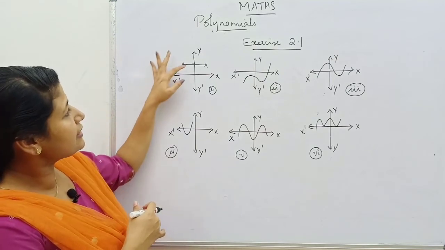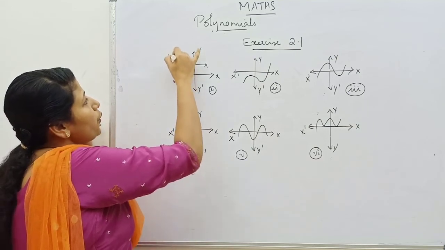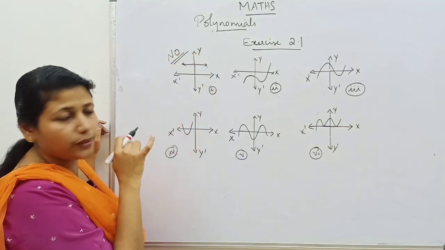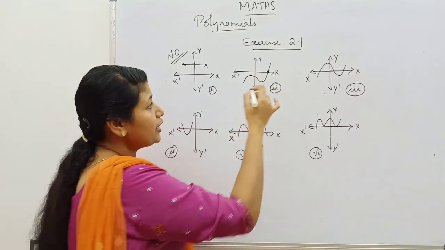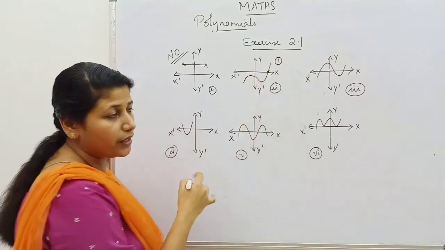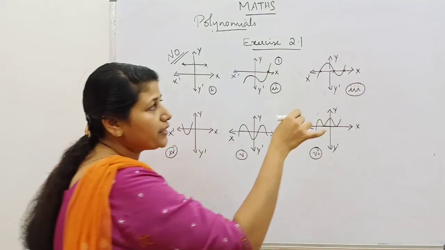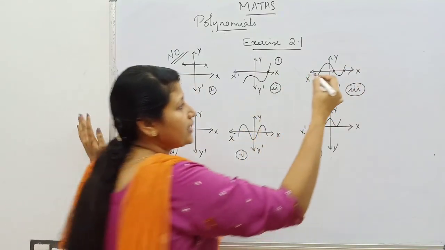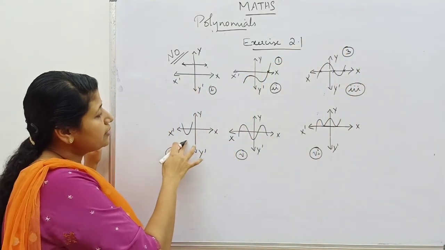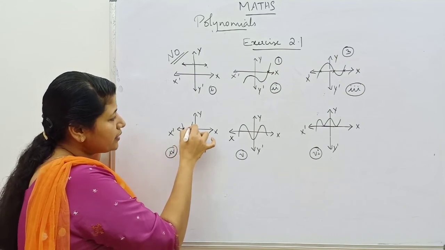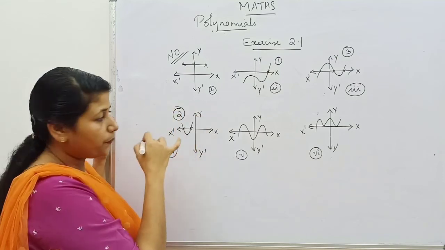In the first case, this is a parallel line. This line never intersects the x-axis. So there are no zeros for this polynomial. What about this one? Here only one. At one point, this curve and the x-axis intersect. So 1 zero is there for this polynomial. What about the third case? Here 1, 2 and 3. At 3 points, the curve and the x-axis are intersecting. So we can say that 3 zeros are there. So it will be a cubic polynomial. What about this? Here also 2 points are there. You can see here 2 points on the negative direction of the x-axis. So here you will get 2 zeros.